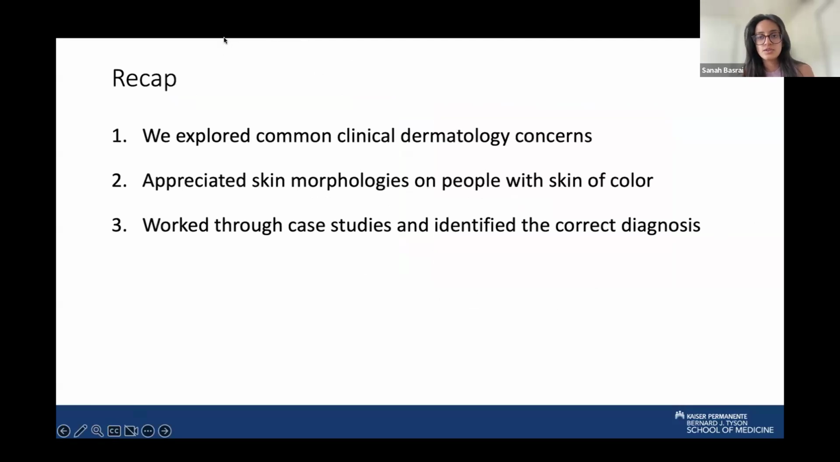I can do this part too. Yeah. And then just to finalize our presentation and close it off, the purpose of this presentation was to talk about the common clinical dermatology concerns and how they present differently on skin of color. Again, we are taught in medical education how these present on lighter skin tones, but they actually present quite differently on darker skin of color, which leads to a delayed diagnosis in these populations.